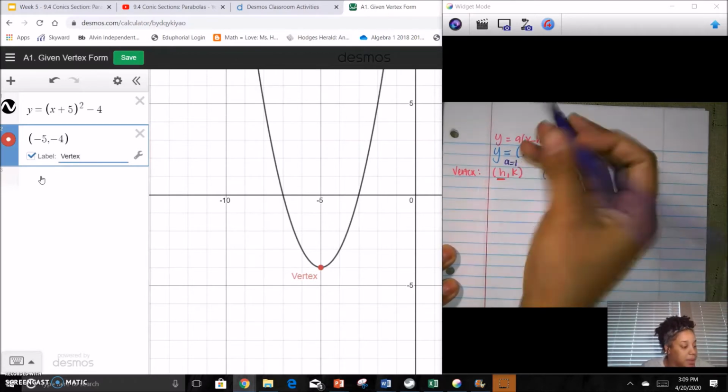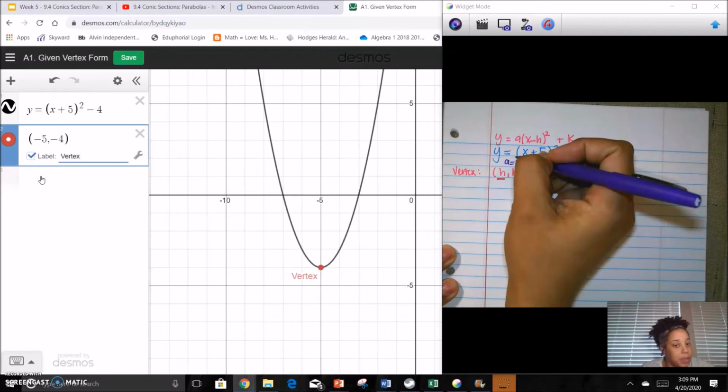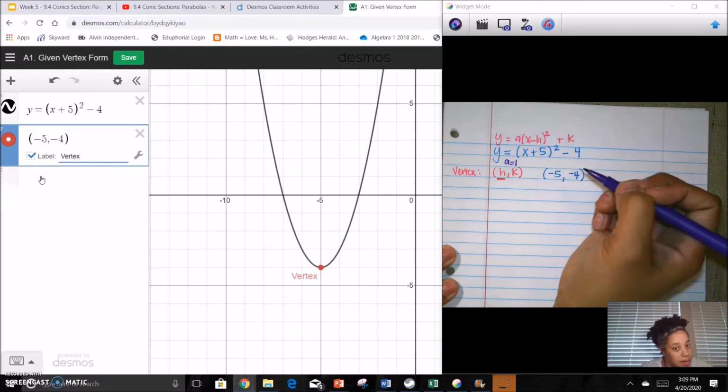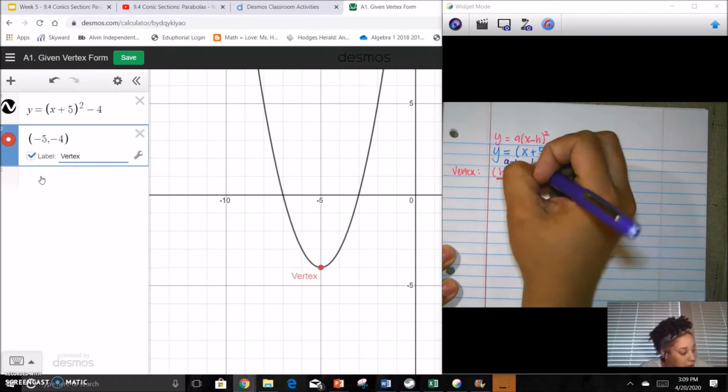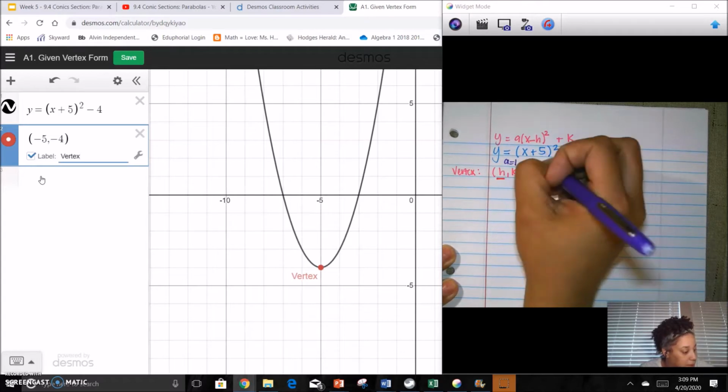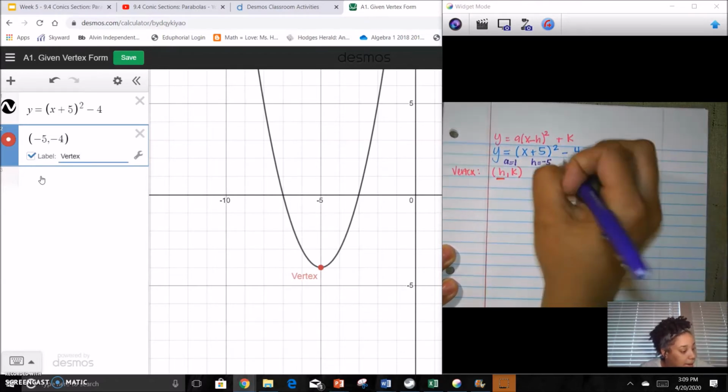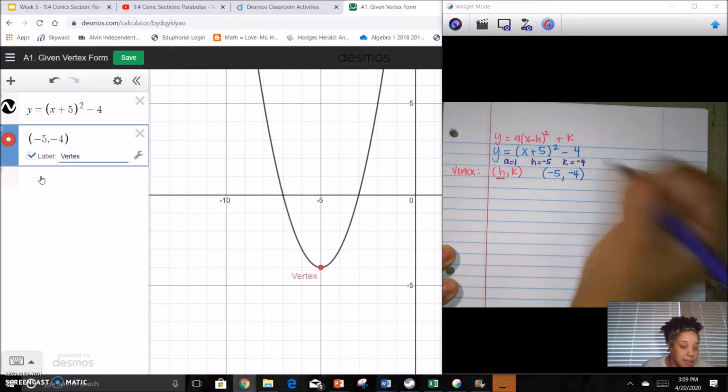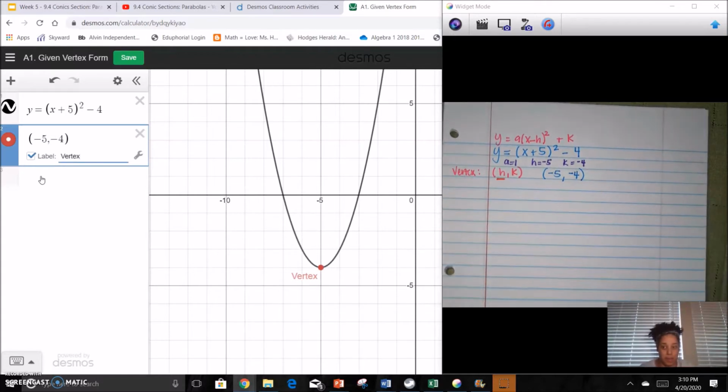And if you want to write out what a, h, and k are, you write it right underneath. A is 1 because there's nothing in front of the parentheses, so it's automatically 1, not 0. H is opposite what's inside the parentheses, so it's -5. And k is exactly what it is. Okay? So that's one of the things.